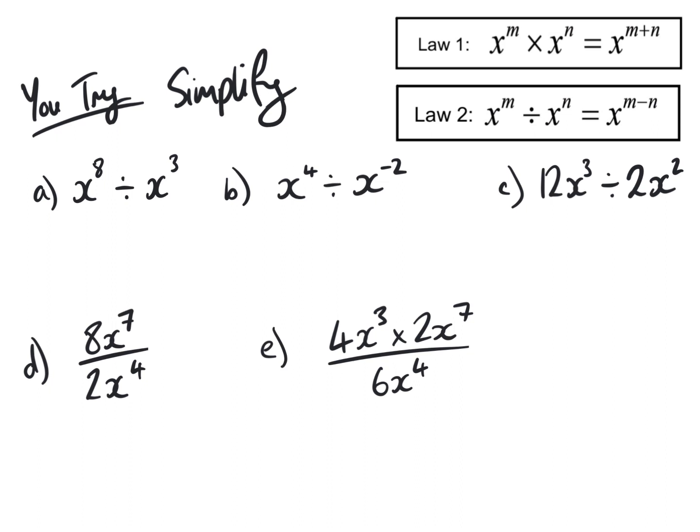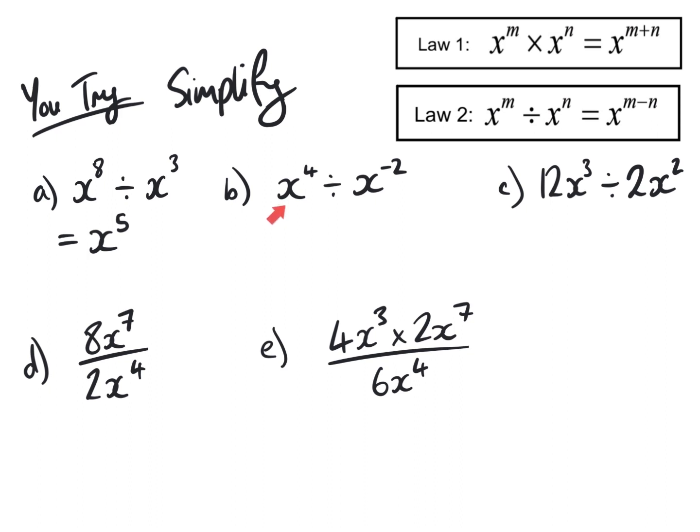Okay, we'll start to look through the first question here then, part A. And we've got here x to the 8 divided by x to the power of 3. So all we're going to do here is the 8 take away the 3, giving us x to the power of 5. Nice and straightforward.